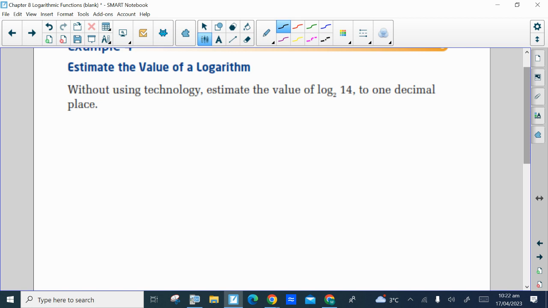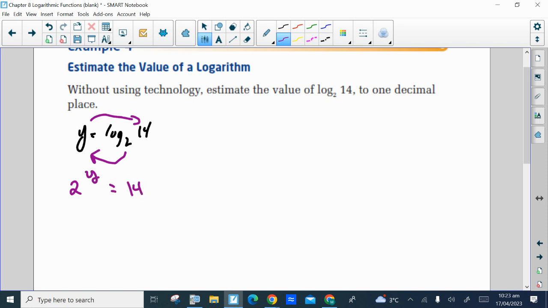On the next page, without using technology, estimate the value of y equals log base 2 of 14. So if we want to estimate its value, let's let it equal y. The reason we have to estimate is that, as of right now, we don't have any way to evaluate logs with other bases besides base 10. So what I would do here is convert from logarithmic to exponential. I'd start with the base and cycle through. Remember, the base in either form is the same. The log has a base of 2, so the exponential form will have a base of 2 as well. And so that'll be 2 to the power y equals 14.